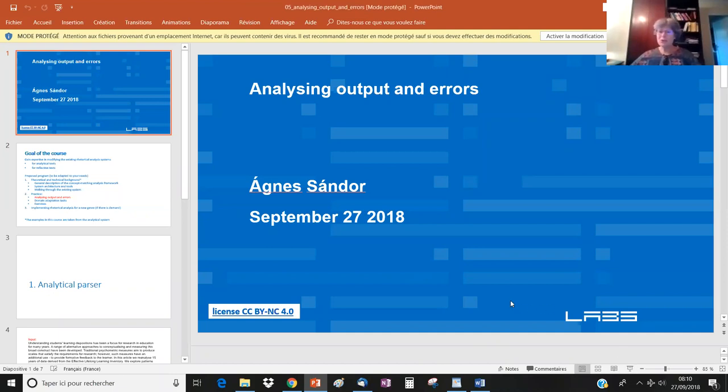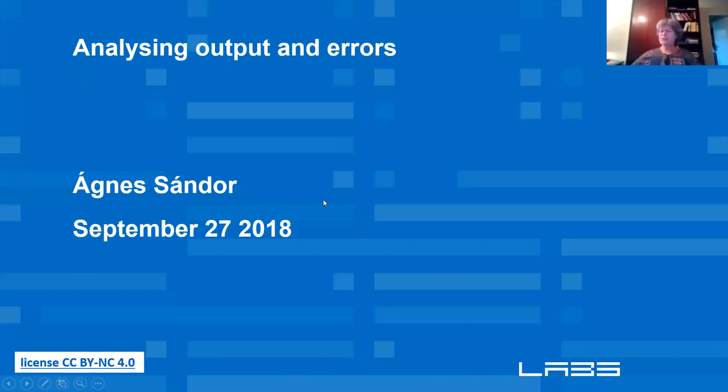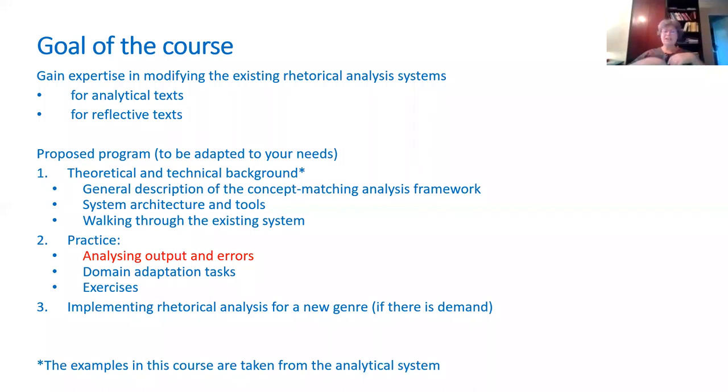So this time, hello, we are going to analyze output and errors from the analysis. Here you see again the scheme of the course, and now we are at the practical part. We have gone through the theoretical and technical background. We saw the system architecture and tools. We walked through the existing analytical system. And now we are going to analyze output and some errors from the analytical parser.